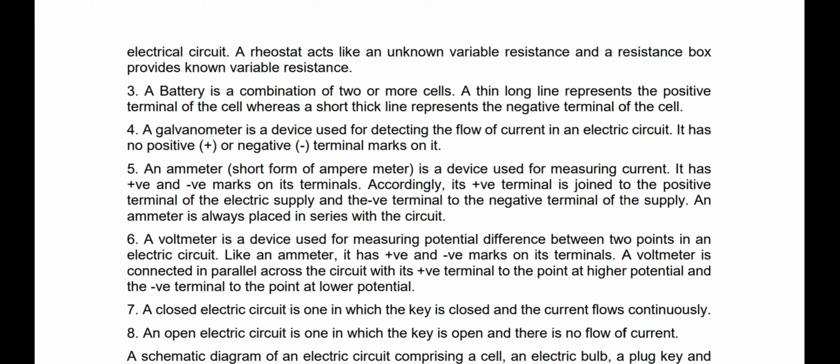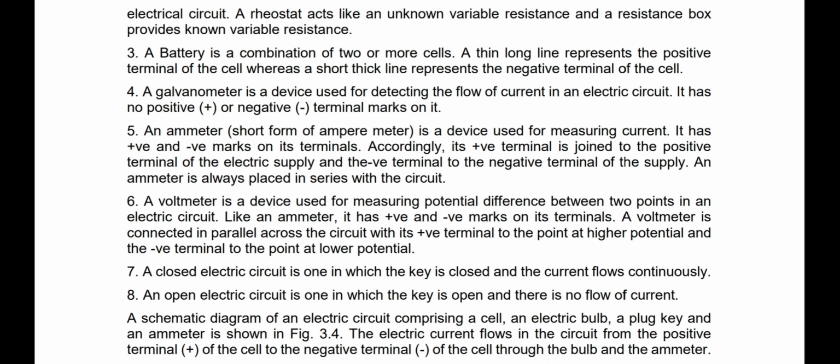The bigger line in the battery or cell shows that this is the positive charge, the higher potential, and the lower one shows that it is at lower potential, it is negatively charged. We will consider the negatively charged part as the lower potential. Now we have seen a galvanometer. It is a device which is used for detecting the flow of electric current. It has no positive or negative terminals marked on it.